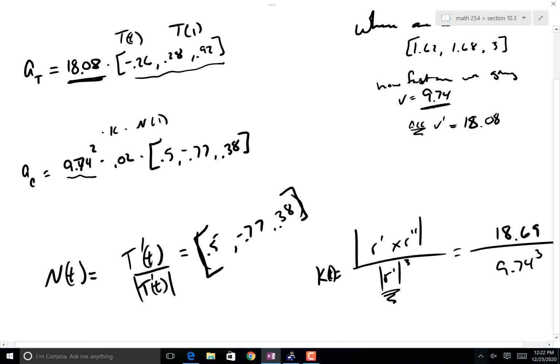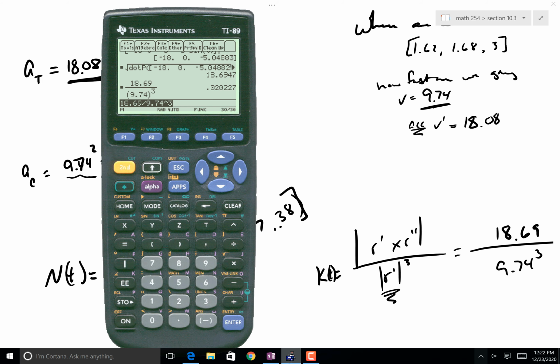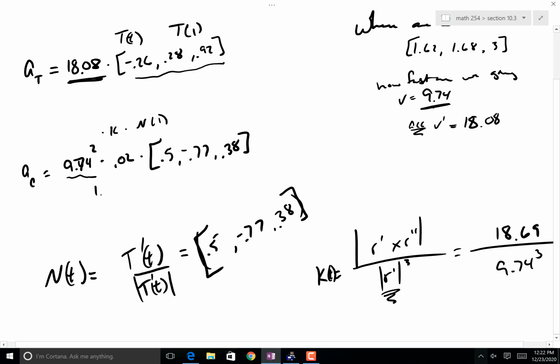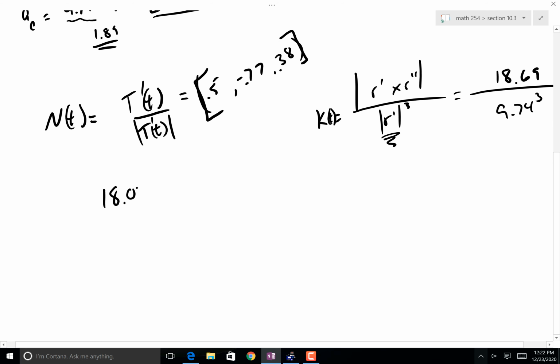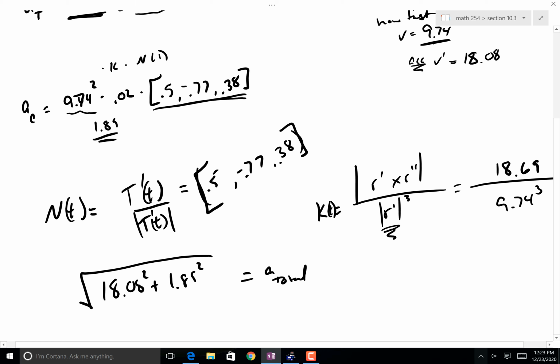Nice. So again, 0.02 times 9.74 squared, you get 1.89. Again, this is the total amount of centripetal acceleration. It's in this direction. This is a unit vector. The total acceleration then would be 18.08 squared plus 1.89 squared. The square root of this would be the total acceleration. Okay? And again, not too difficult.